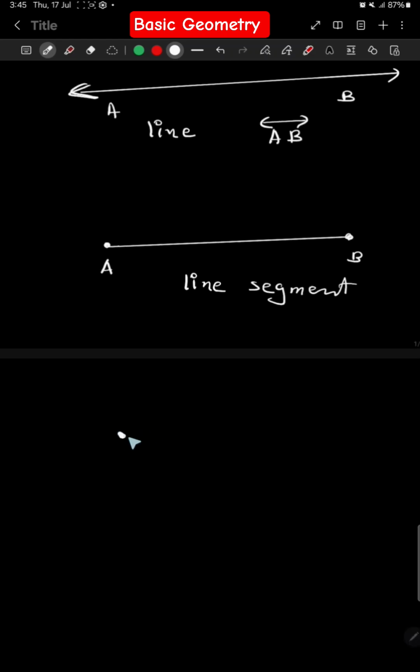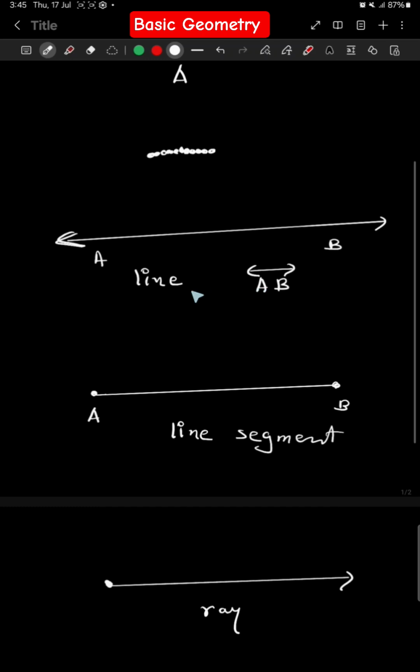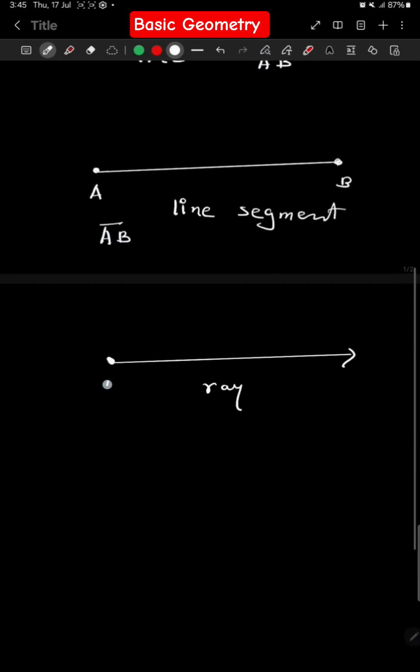What happens if a collection of points has a starting point, but no ending point? If a collection of points has a starting point but no ending point, then that collection of points is called a ray. So as we named dot A, as we named line AB, as we named line segment AB, we have to give a name to a ray also. So this can be called ray AB, and a ray is shown like this.